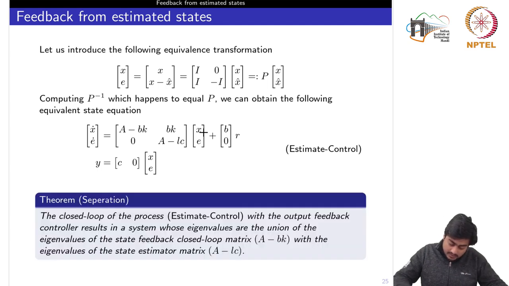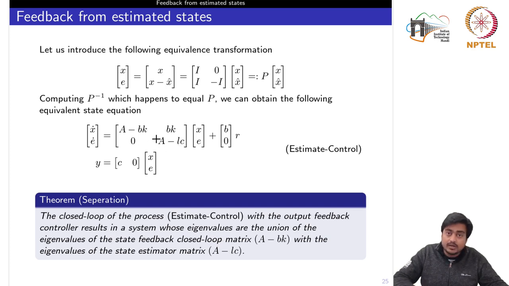Now after using this transformation, many things have been highlighted, so we can see one by one. This is the next result: the closed loop of the process, which is this estimator plus controller system with the output feedback controller, results in a system whose eigenvalues are the union of the eigenvalues of the state feedback closed loop matrix A minus BK with the eigenvalues of the state matrix A minus LC. Pay attention to this state matrix.